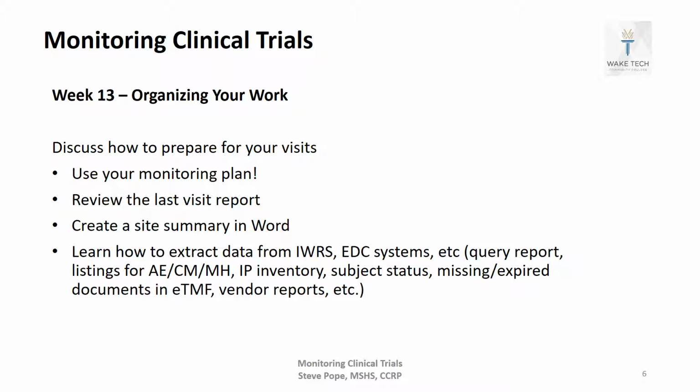You also want to run a missing or expired documents list out of your eTMF system. That way you know if there's anything you need to collect while you're out there on site. You could have vendor reports that you might need to run, things like lab reports and ECG portals, that might show you if there are any missing labs to follow up on, or any missing ECGs that they haven't done, or maybe they did, but they're not in the portal for whatever reason. This gives you an idea of some of the things that you need to keep track of when you go out to the site.